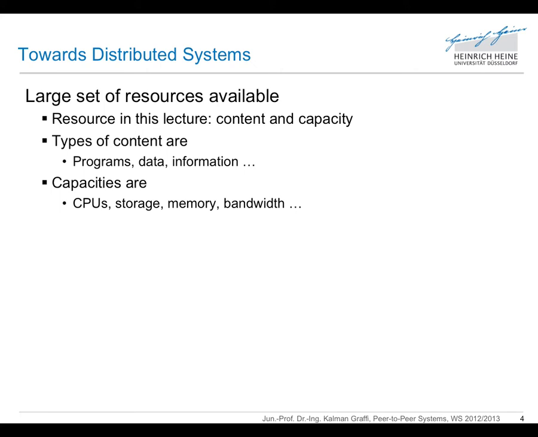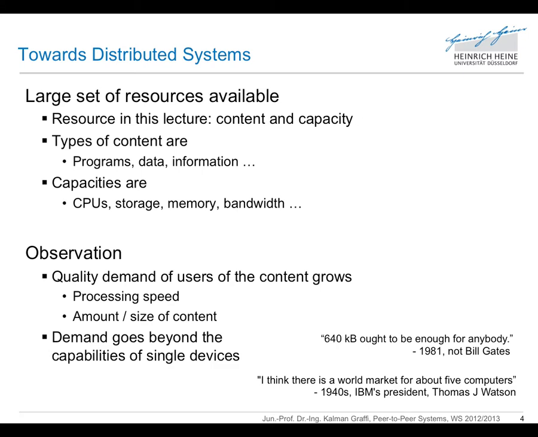Okay, so some words on the motivation why peer-to-peer is coming up and was coming up and probably also in future will have a relevance is first of all that large sets of resources are available. So in this lecture, content and capacity, so resources, describe both objects, data objects, documents, that kind of stuff, and capacity like CPU power, storage space, so technically hardware related resources. So we have lots of resources available. So both programs, data, information, also bandwidth, and also the demand of the users grows.